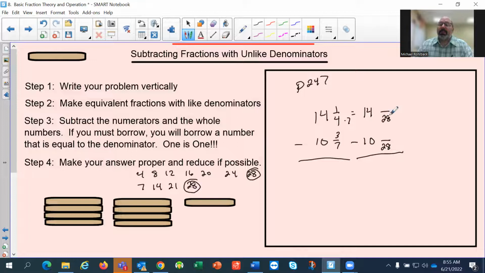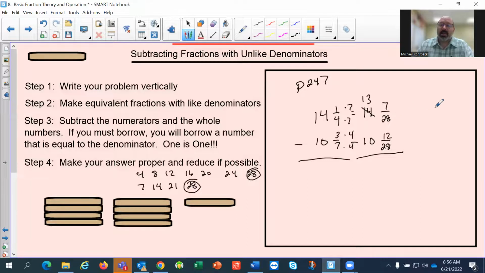4 times 7 is 28. 1 times 7 is 7. 7 times 4 is 28. 3 times 4 is 12. We cannot do 7 minus 12. So we have to borrow or regroup. We're going to borrow 1. This is going to become a 13.